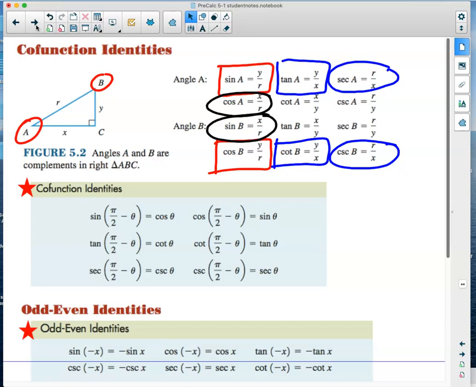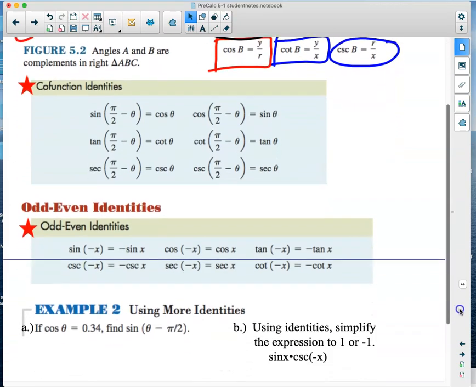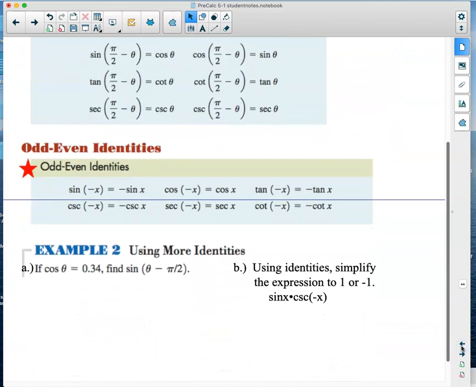Because here's what the book's going to do. They're going to write this as theta minus pi over 2, and they're going to hope they catch you. The 90 degrees comes first. Pi over 2 minus the angle. In fact, our first example we're going to do on this, they try to pull that trick. So don't let them do that.